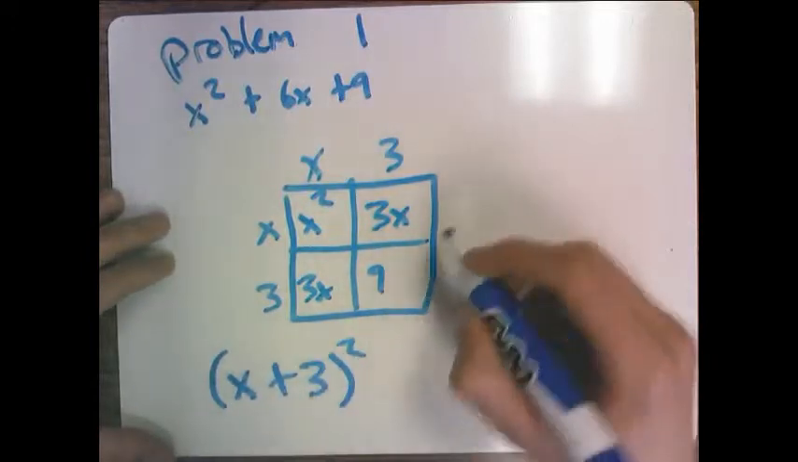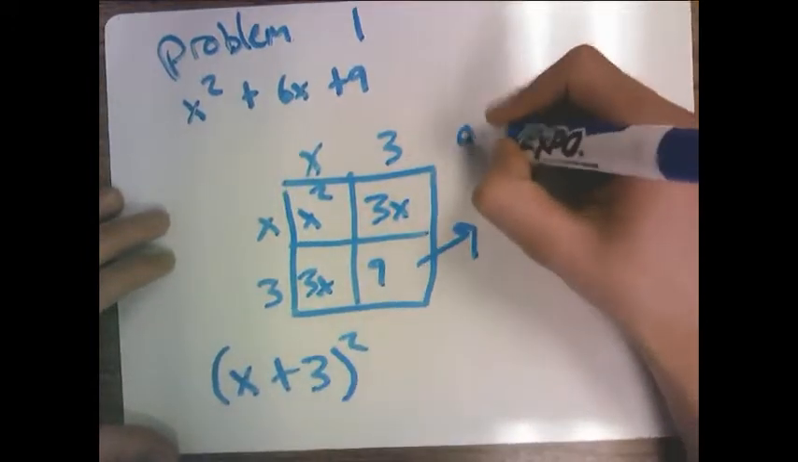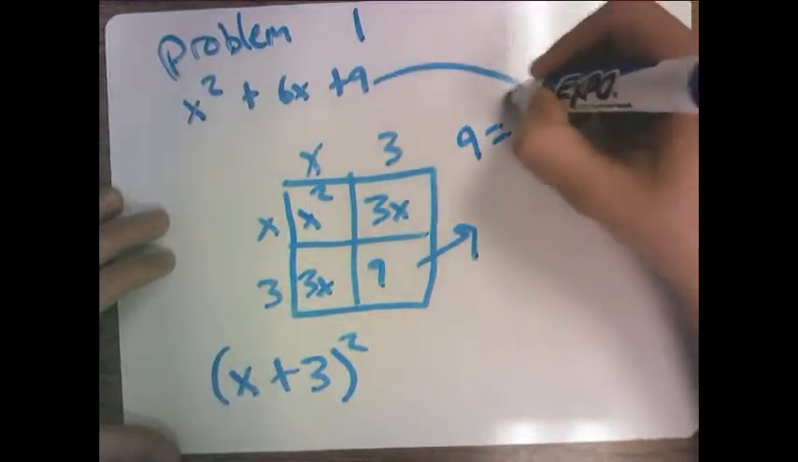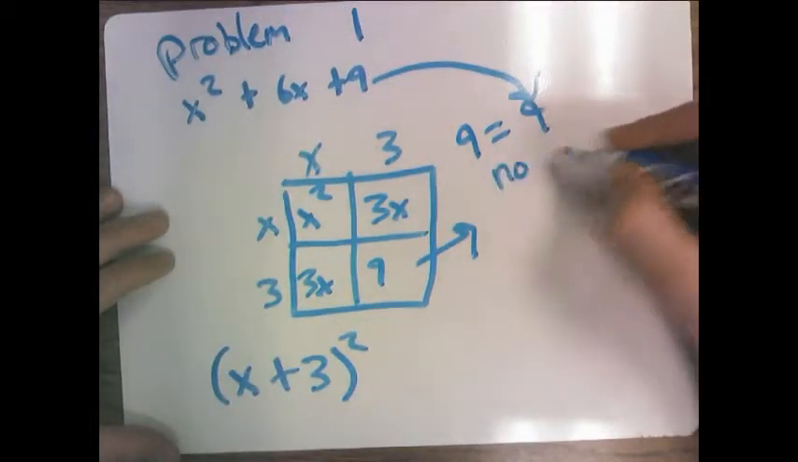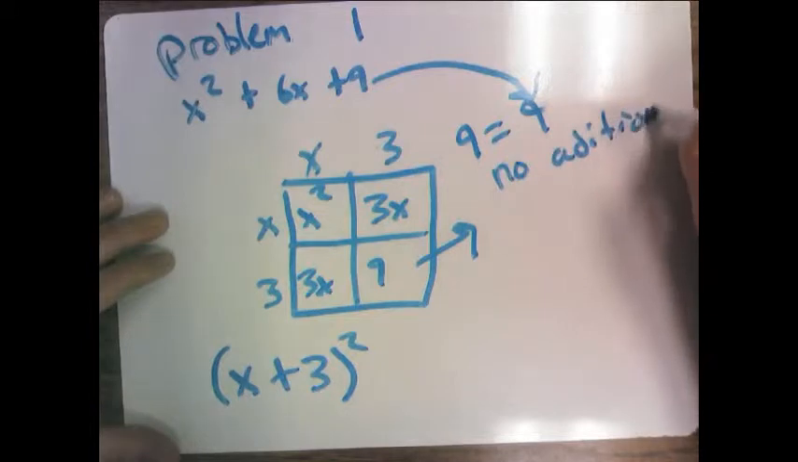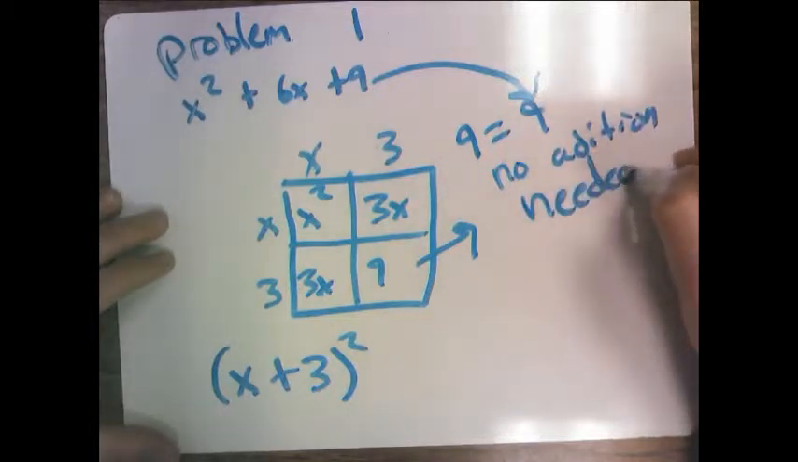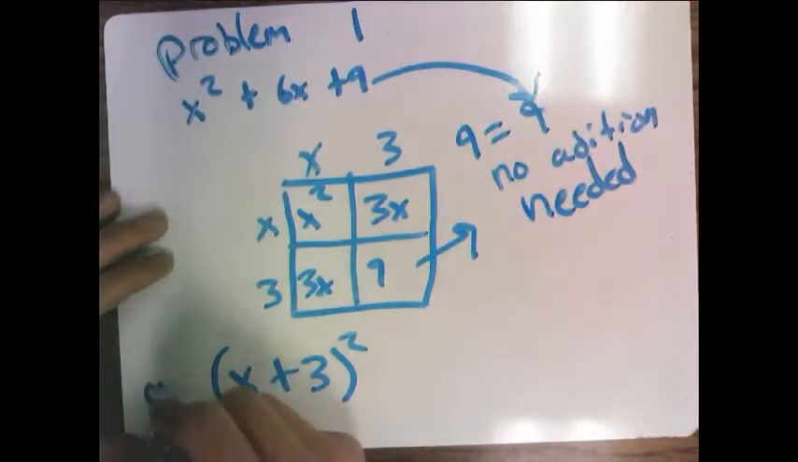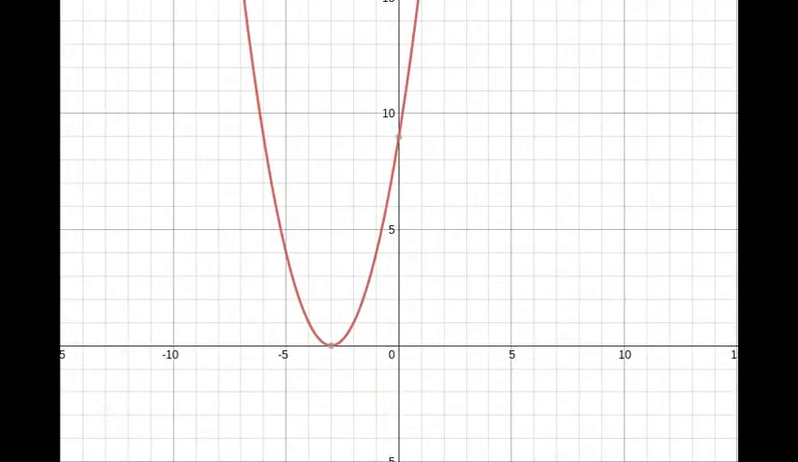Now you see we have x plus 3 squared as our main part of the body. The remaining 9 should equal whatever we have left for c. It does. There's no extra addition needed here. So our final equation is y equals x plus 3 squared. Graph the original, so the locator point is negative 3, 0 for the vertex.